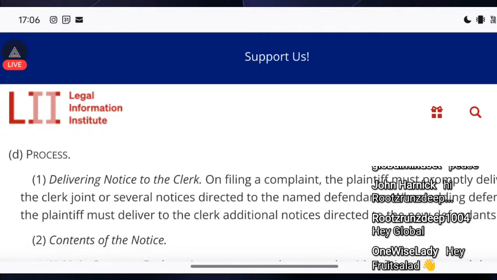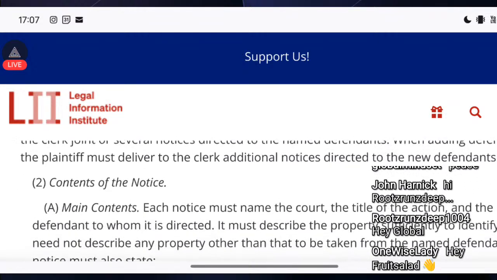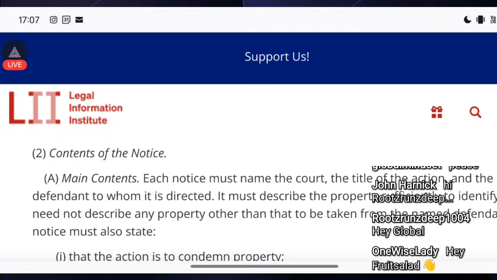Process. Delivering notice to the clerk. On filing a complaint, the plaintiff must promptly deliver to the clerk joint or several notices directed to the named defendants. When adding defendants, the plaintiff must deliver to the clerk additional notices directed to the new defendants. Contents of the notice. Main contents. Each notice must name the court, the title of the action, and the defendant to whom it is directed. It must describe the property sufficiently to identify it, but need not describe any property other than that to be taken from the named defendant.